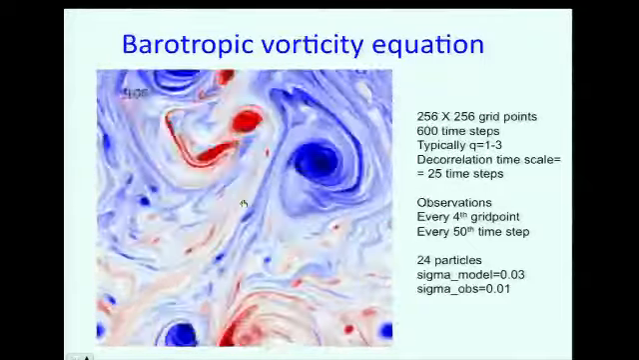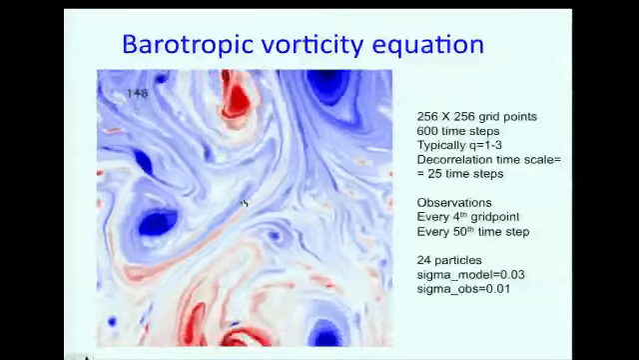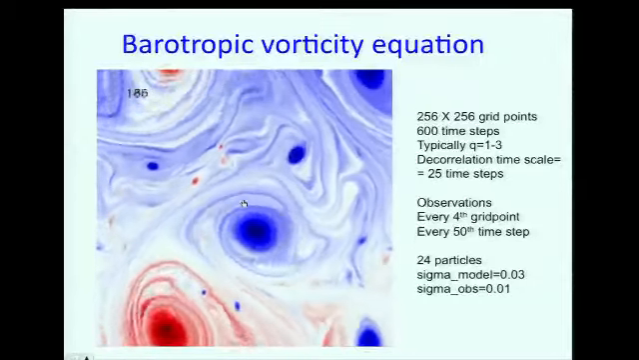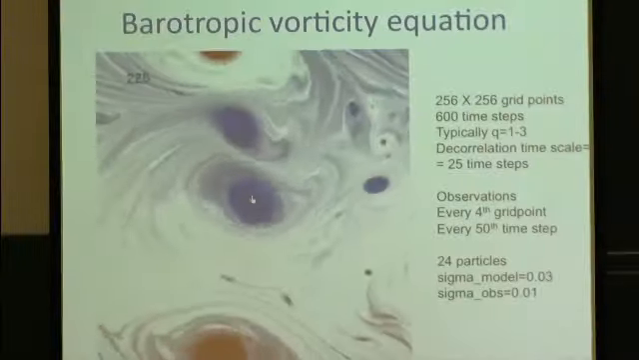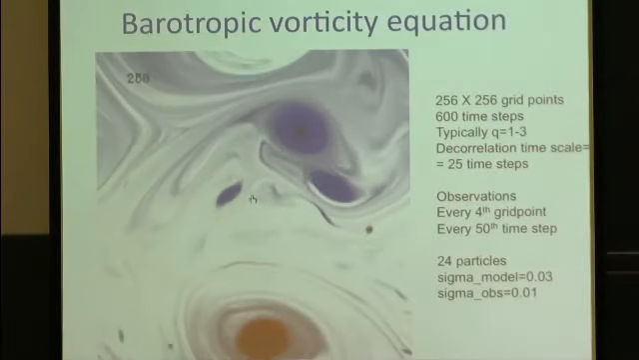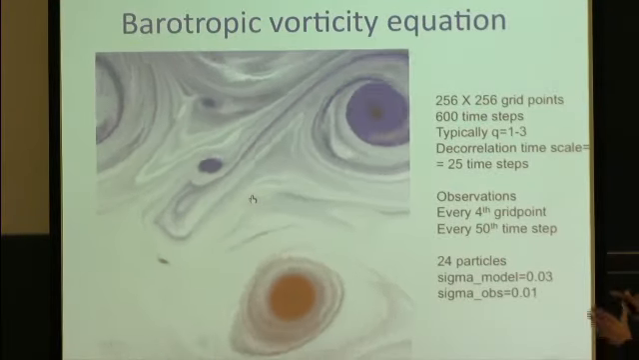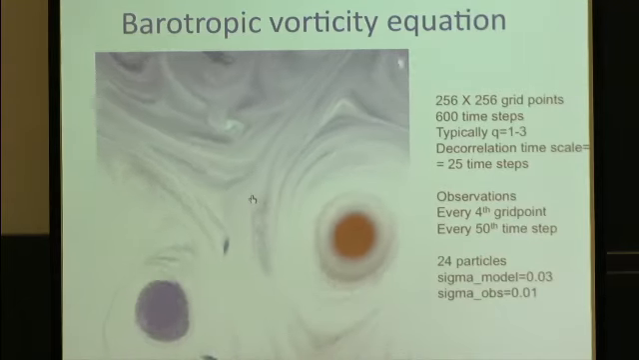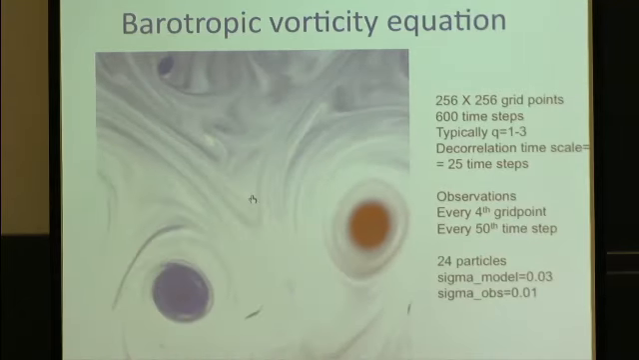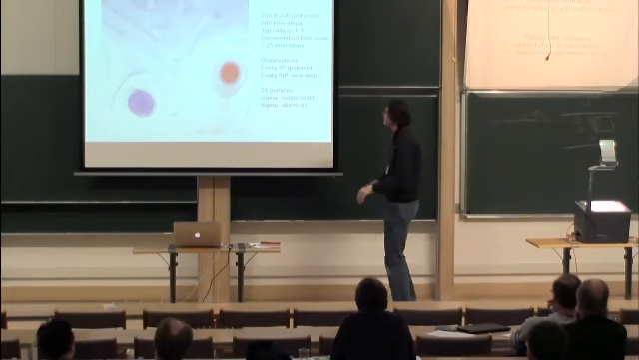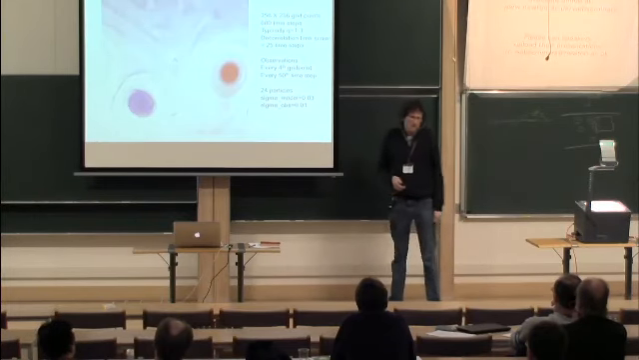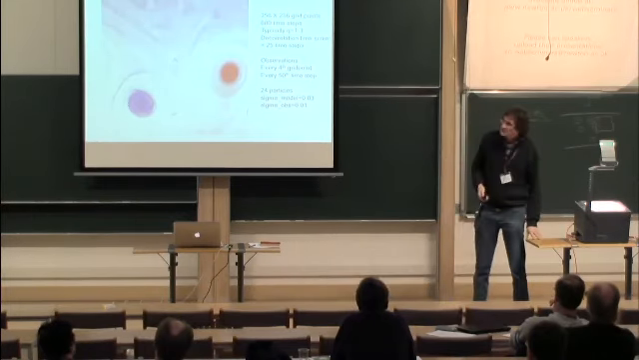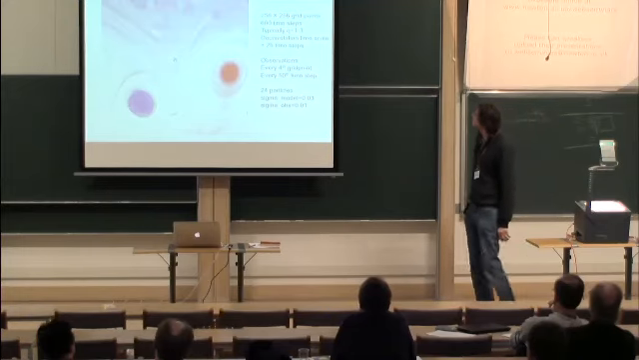So what you see, the red and the blue, these are vortices, one rotating in one direction, the other in the other direction, and you see the interaction of these vortices. It resembles, maybe, the atmosphere or the ocean, whatever. Now this is a high-dimensional problem. In total, some 65,000 grid points.